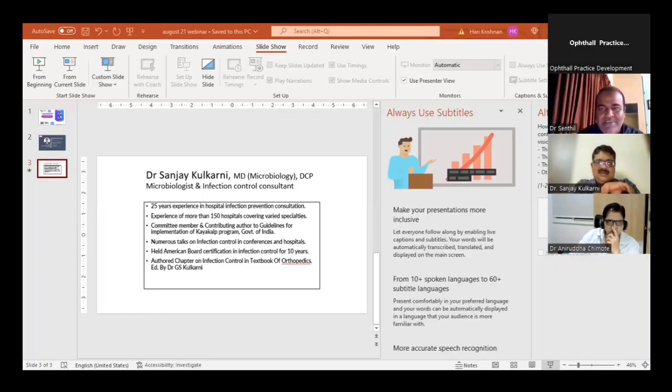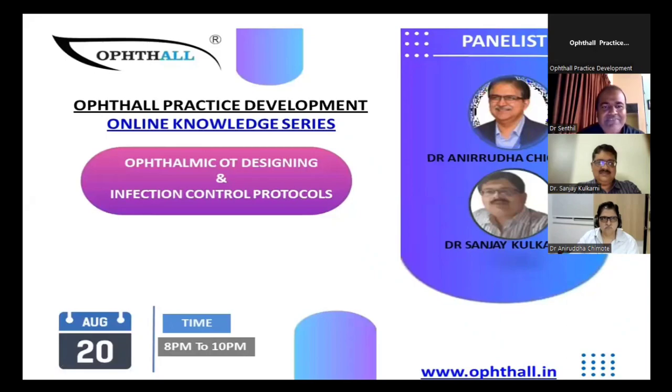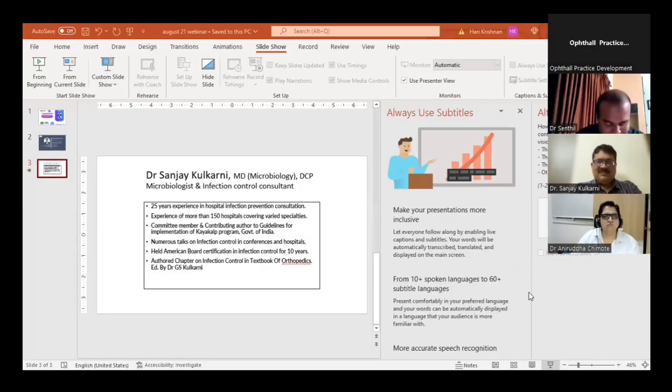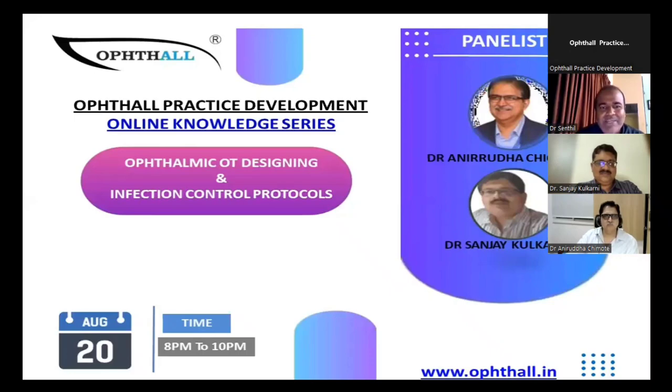So Dr. Kulkarni is a microbiologist and an infection control specialist, with more than 25 years of experience in hospital infection control procedures. Dr. Kulkarni works with a lot of hospitals and guides them on setting up the correct infection control procedure, and has experience of working with more than 150 hospitals covering varied specialties. And he's also the committee member and contributing author to guidelines for implementation of Kayakalp program of the Government of India, and has given a lot of talks on infection control in hospitals, including our Ophthall practice development group.